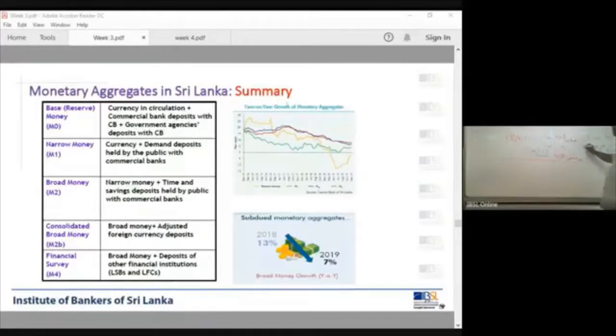Okay. This is the first one. Second one. Third one, central bank loans to financial institutions, FIs. Right? Central bank loans to FIs. Clear? Can you see it very clearly? Are you following?